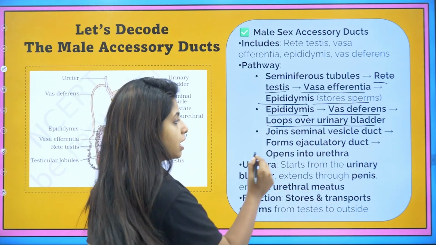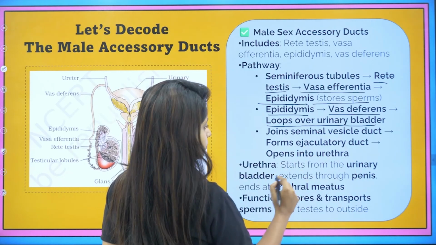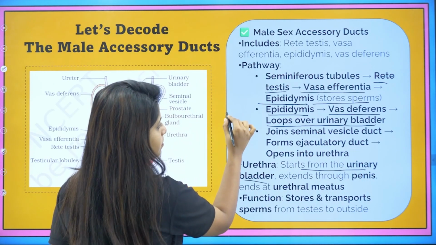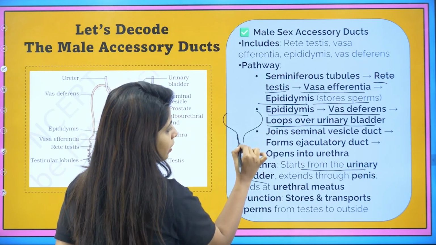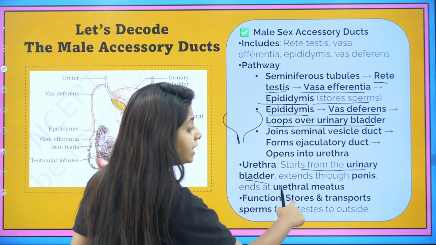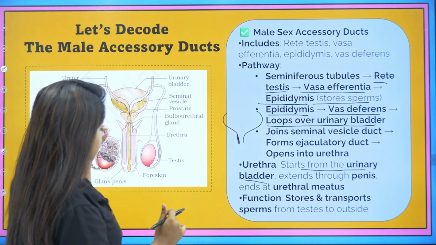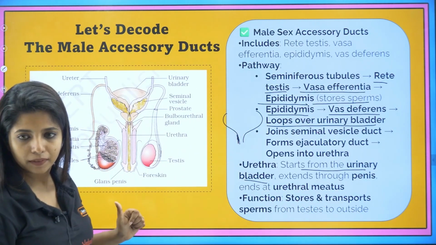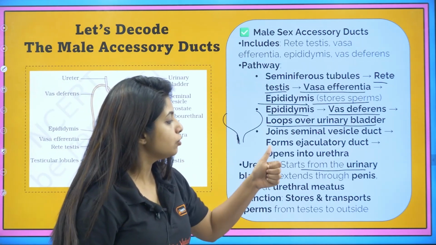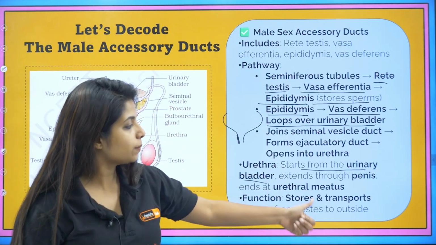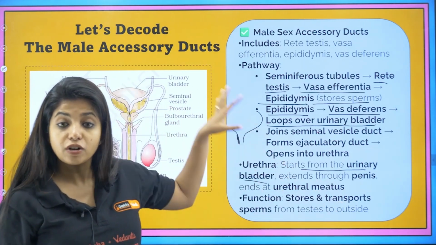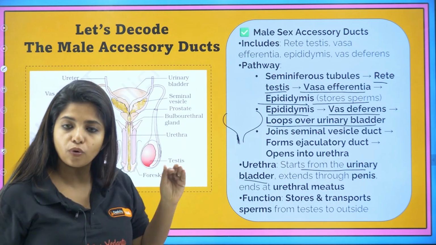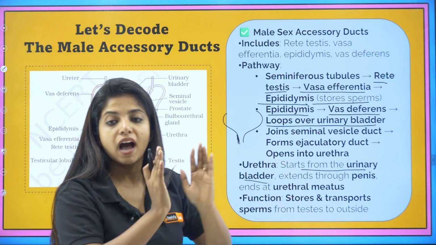Where does the urethra start? The urethra starts from the urinary bladder. Suppose this is the urinary bladder. This is where the urethra will be starting, and it ends at the urethral meatus, that is at the tip of the penis out there. Okay. Now, the function is to store and transport sperm from the testis to outside. What is the function of the male accessory ducts? To store and to transport the sperm outside.